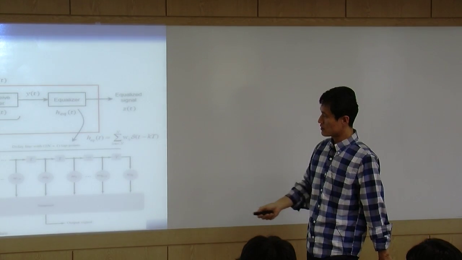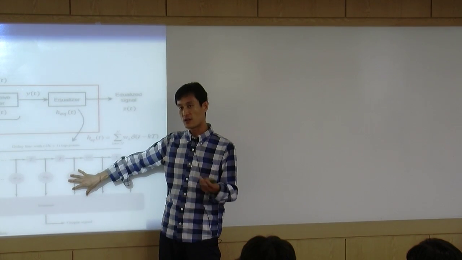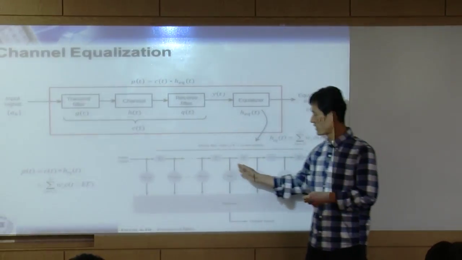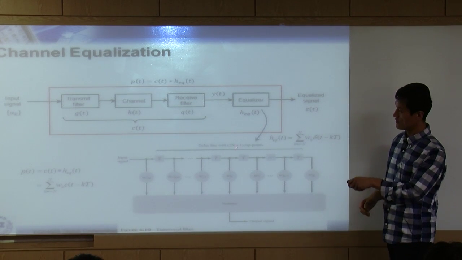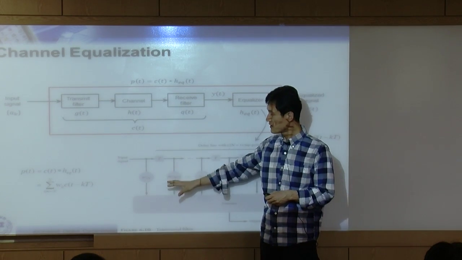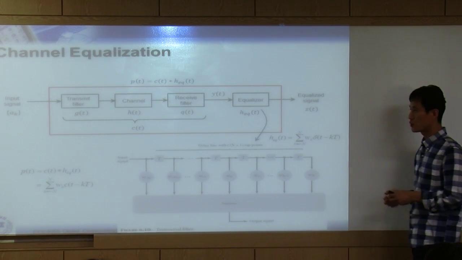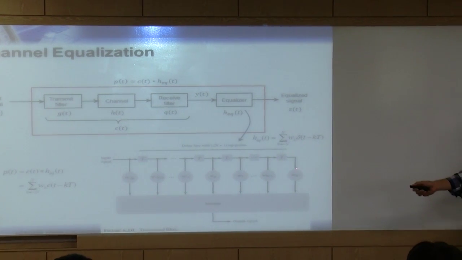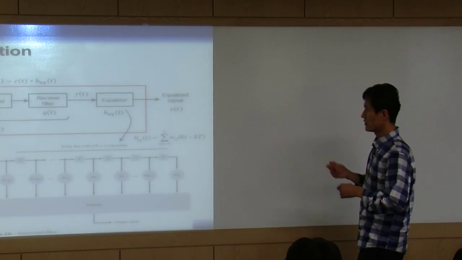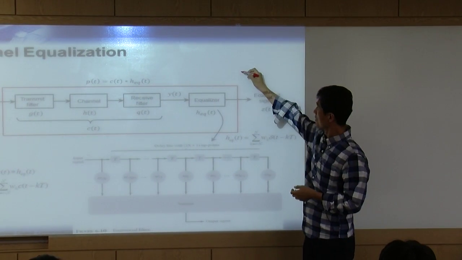So this is the structure of the equalizer, but this structure is the same as any other filter. This is a filter, and every filter consists of a number of taps. In this case, we have 2n+1 taps. Also, every tap has its own coefficient, so we have 2n+1 coefficients, and each one is a complex value. So that's the equalizer here.